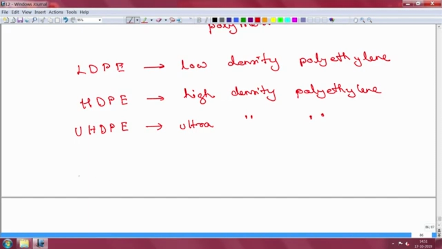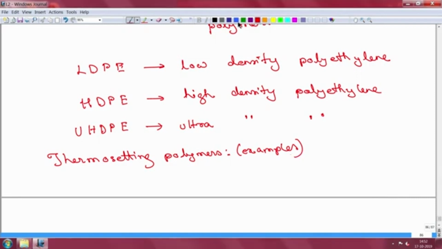Thermosetting polymers, some examples perhaps. So, thermosetting polymers, the common examples for this are bakelite, polyesters. I am sure you have heard of the term polyester, right? Goes into making of clothes sometimes. Polyurethane.